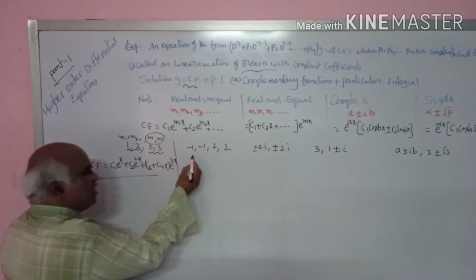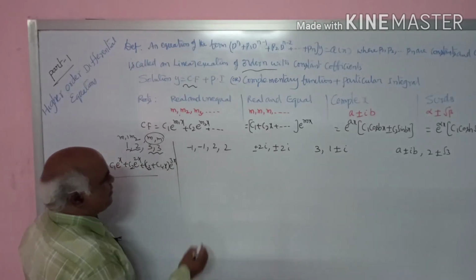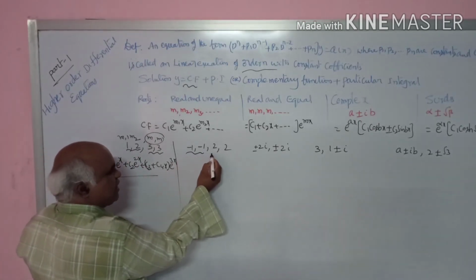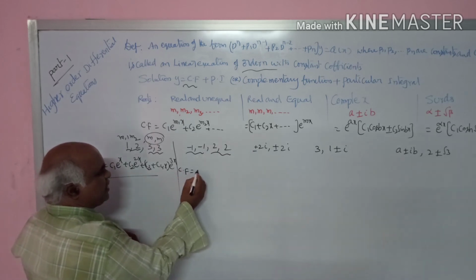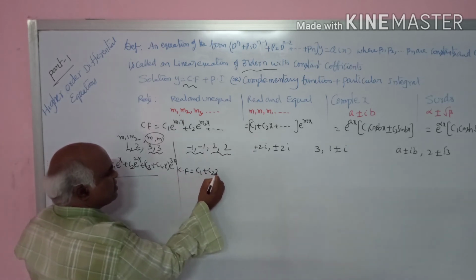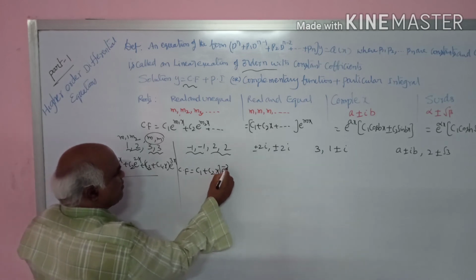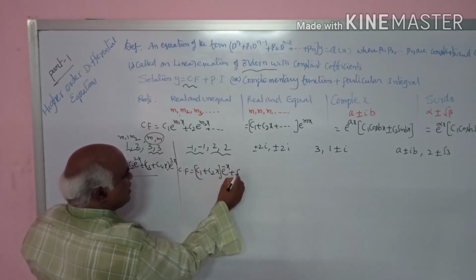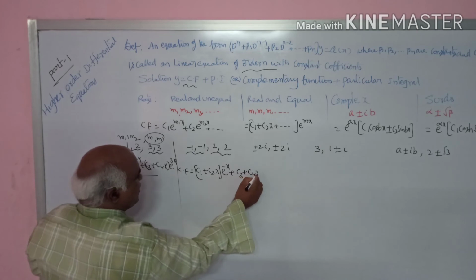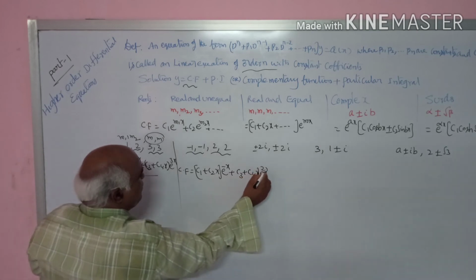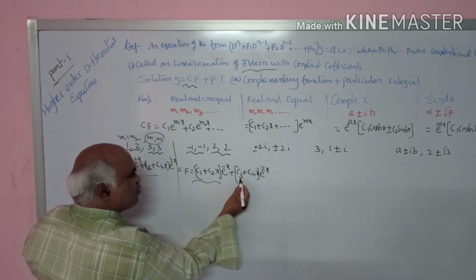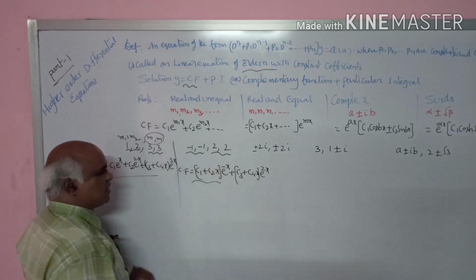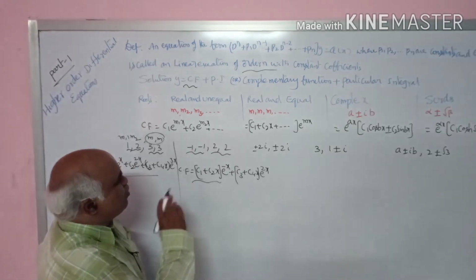Next, come to the case where two roots are equal. Here you can see the first two roots are equal and the second two roots are equal. Therefore the complementary function is equal to c1 plus c2x into e power minus x plus c3 plus c4x into e to the power of 2x. Here the first two roots are equal, c1 and c2, and the second two roots are equal, c3 and c4. This is the complementary function for two roots equal.